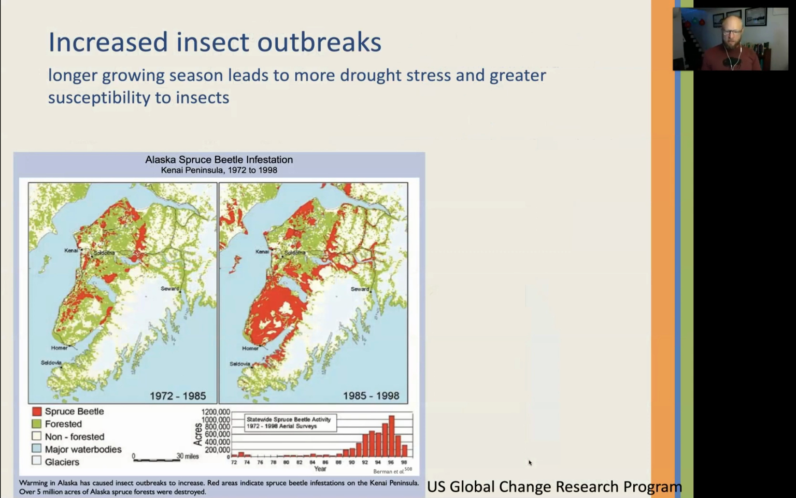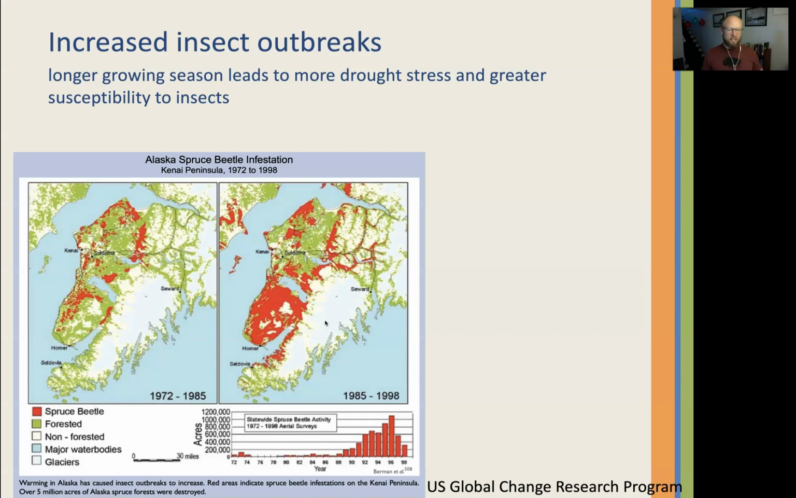Another aspect is increased insect outbreaks. This just shows the infestation of spruce beetle in two different time periods, so from 72 to 85 and then 85 to 98. So this is a really kind of outdated publication, but you can even see in this time period an increase in the outbreak of spruce beetle.